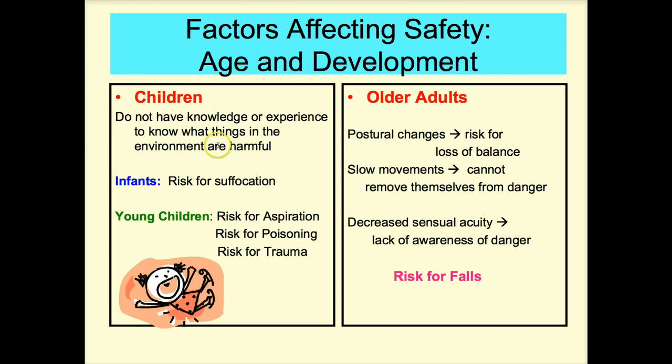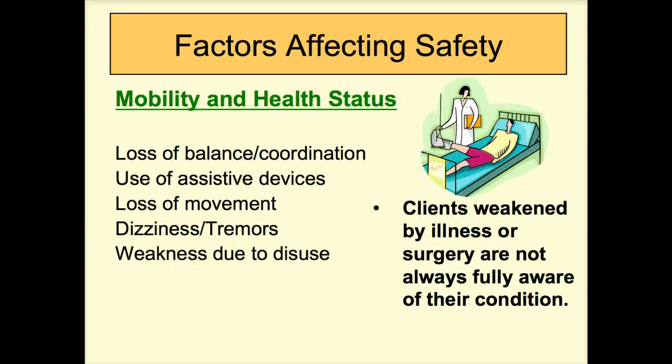You should know the major risk factors for each group. For infants, it's suffocation; for young children, aspiration, poisoning, and trauma. Your older adults are at risk for postural changes and slower movements, putting them at increased risk for falls and skin breakdown. Factors affecting safety, again, we've already talked about mobility and infection.